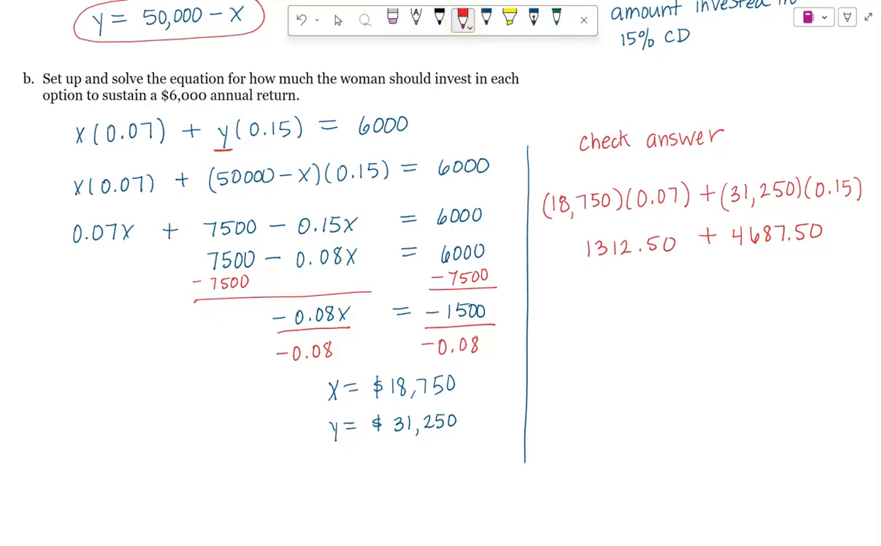All right, let's double check now. Yeah, we're getting $6,000. Okay, good. Everything's good. So these are our answers here, how much we're going to invest in each account.